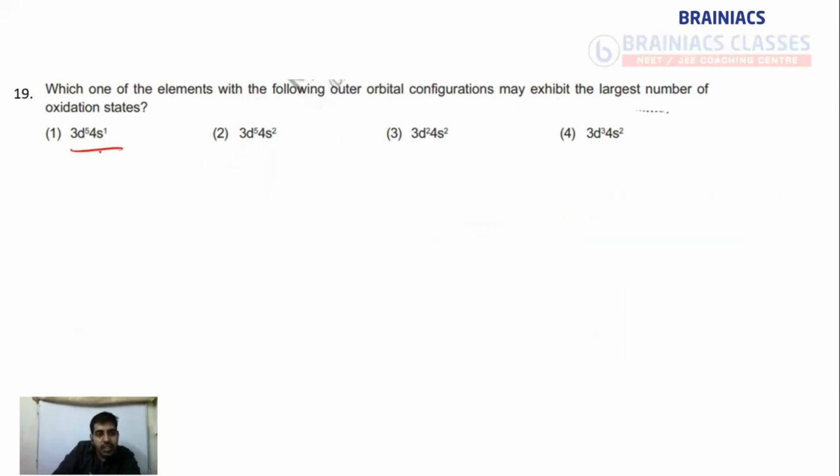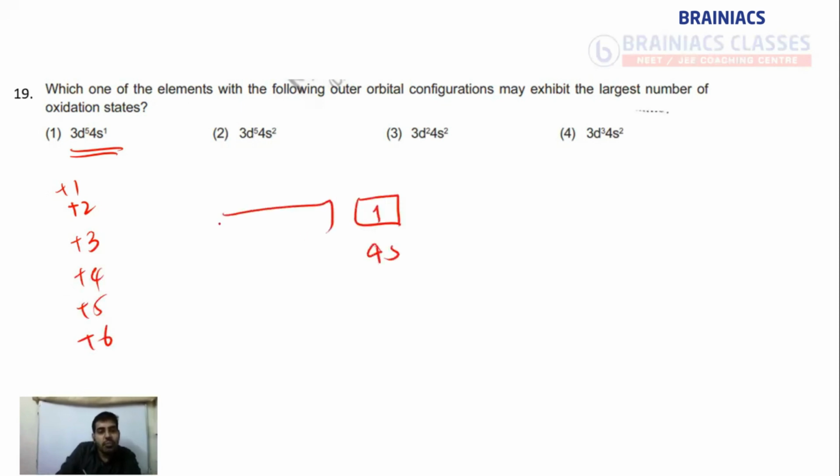Now, if you consider this, it can show oxidation states such as +1 by losing this electron, then by losing one more electron from 3d, +2, one more electron from 3d, +3, +4, +5, +6. So it contains 4s1 and 3d5, right? So it can lose one electron from 4s, giving the +1 oxidation state.